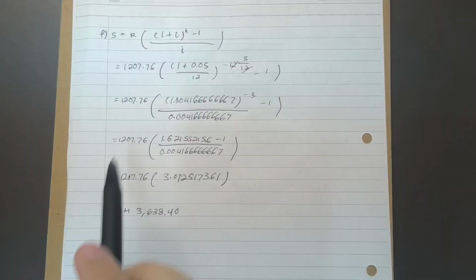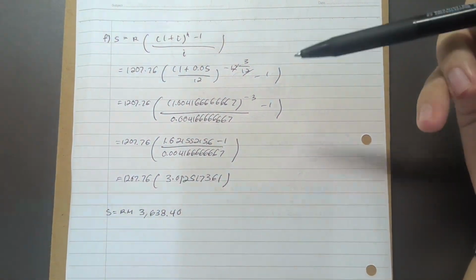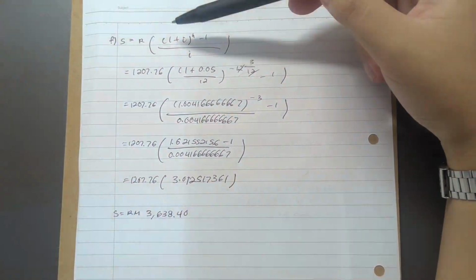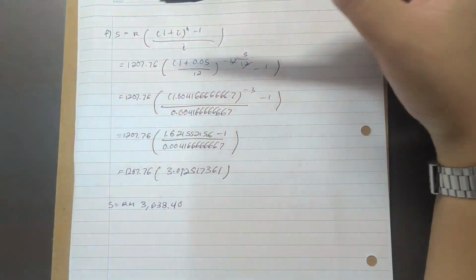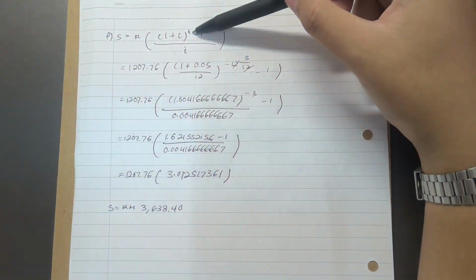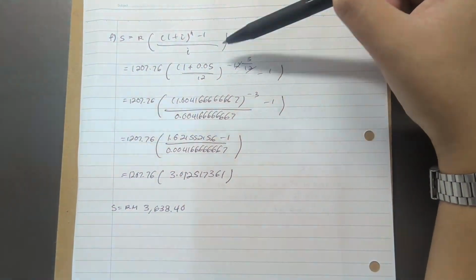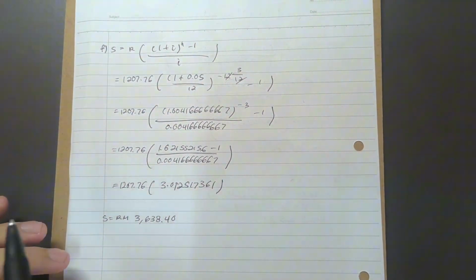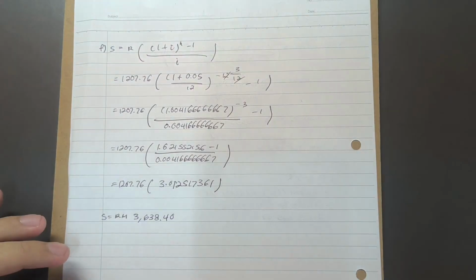Then the final answer will be 3,325.37. To solve the final question, which is question F, we use the formula given, which is S equals R open bracket 1 plus i close bracket to the power of n minus 1 over i, close bracket. This is the formula, and the numbers are still the same as the last question.